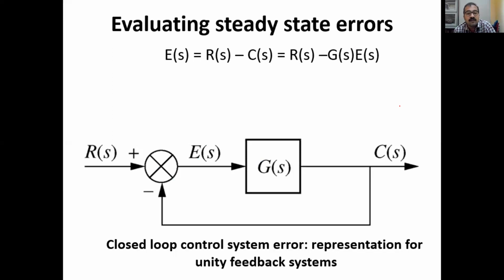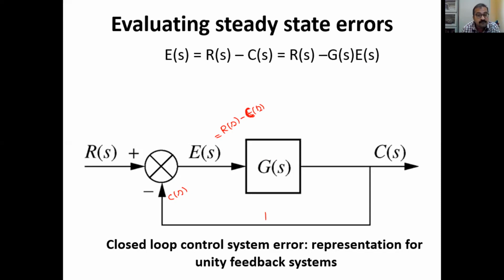Now we are going to evaluate steady state errors. So this is our closed loop configuration. G of s is the forward path transfer function. H of s is 1 here because we are considering unity feedback. What is error? Input minus output. This signal is C of s, so that my error signal is R of s minus C of s. Okay, that is my error.